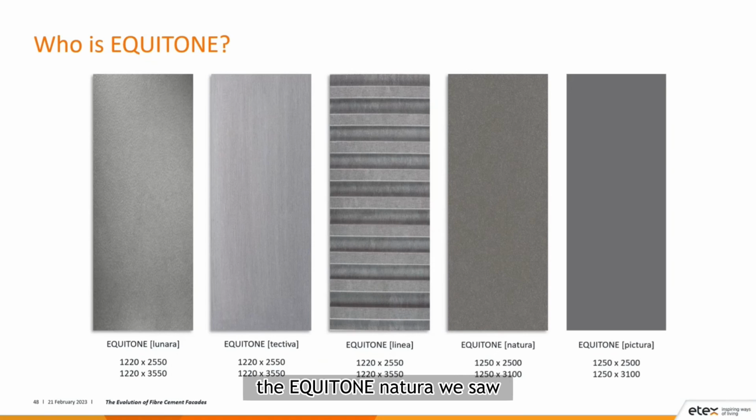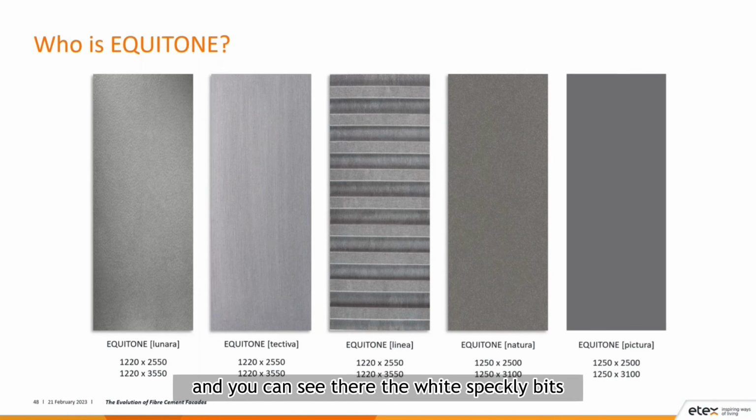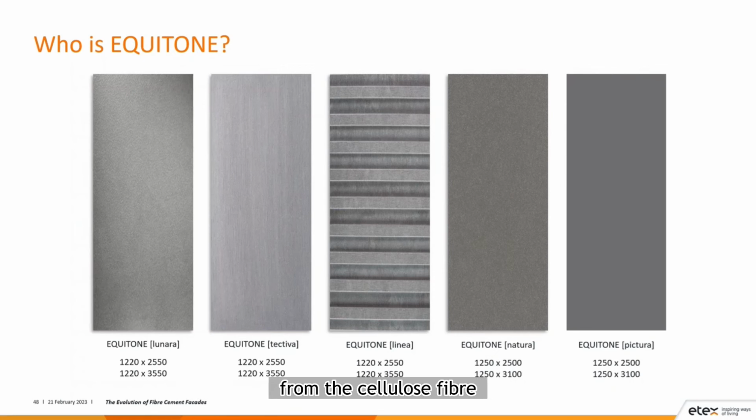The EQUITONE Natura we saw is the oldest panel in our range, back in 2004. So it's a through color fiber cement with a semi-transparent coating. And you can see there the white speckly bits, that's actually the fibers within the panel from the cellulose fiber.